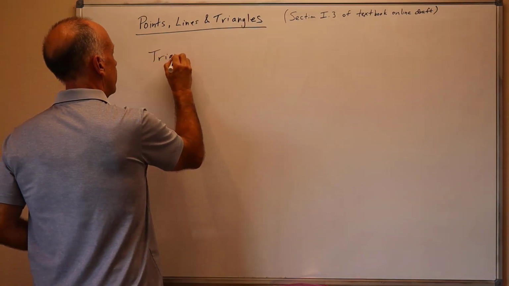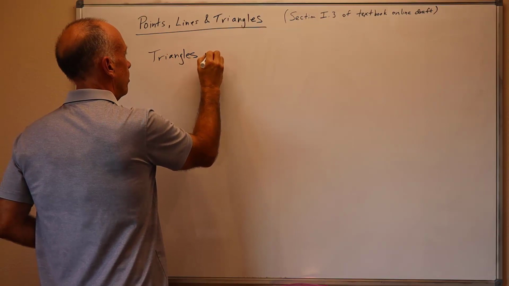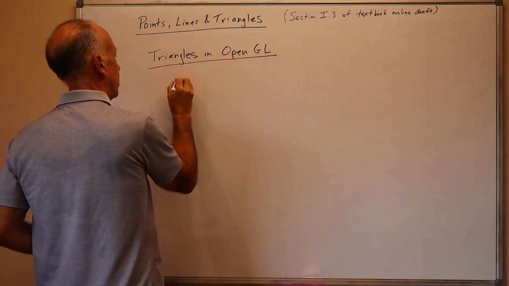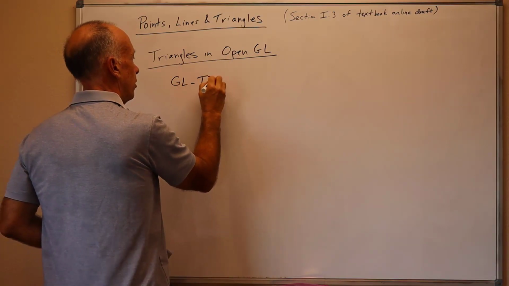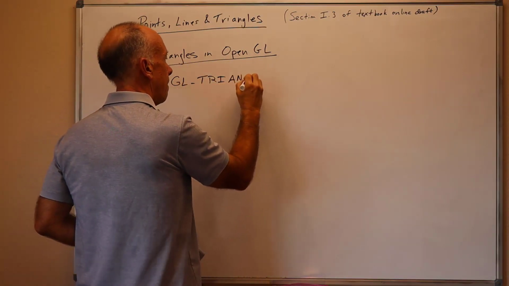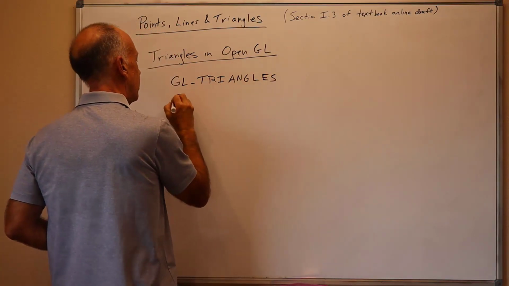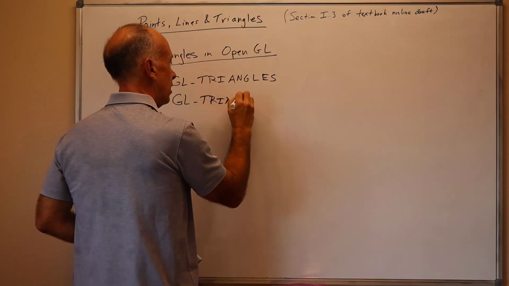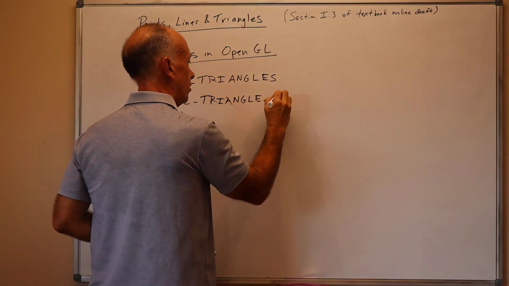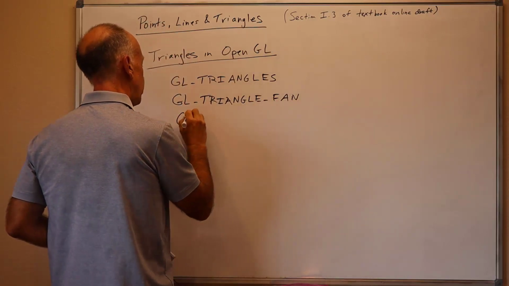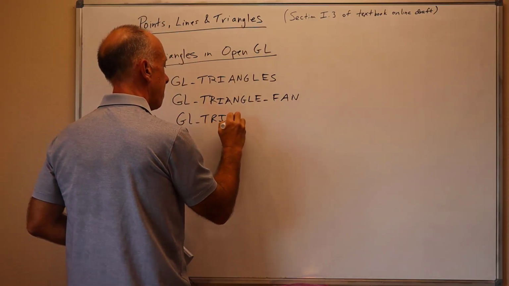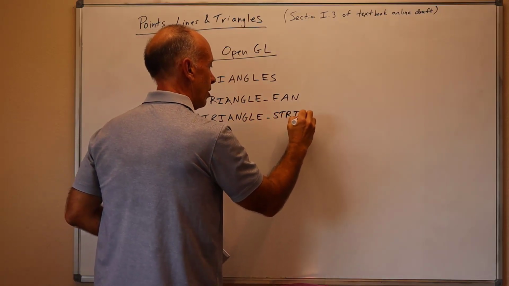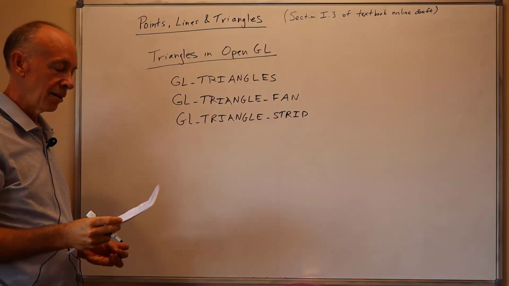So now we'll talk about drawing triangles in OpenGL. And there's also 3 triangle modes in OpenGL. There's the GL triangles mode that draws distinct triangles. And I'll show examples of these. GL triangle fan, which draws a fan of triangles all sharing a central vertex. And GL triangle strip, which draws a sequence of triangles joined edge to edge, and I'll illustrate that as well.